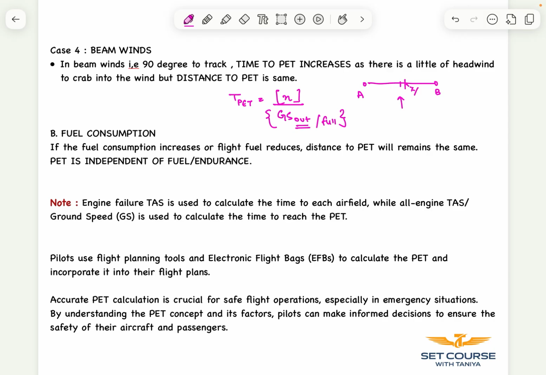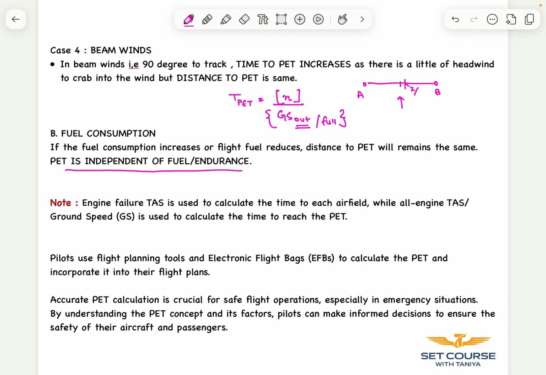Next factor is the fuel consumption. Now, if the fuel consumption is increasing or if the flight fuel is decreasing, again our distance to point of equal time is going to remain the same. Because as discussed earlier also, point of equal time is only a time-based problem and it is independent of fuel and endurance.